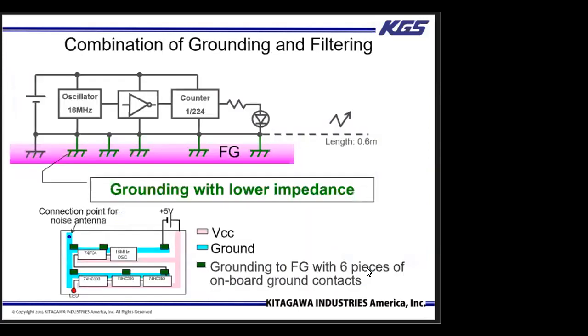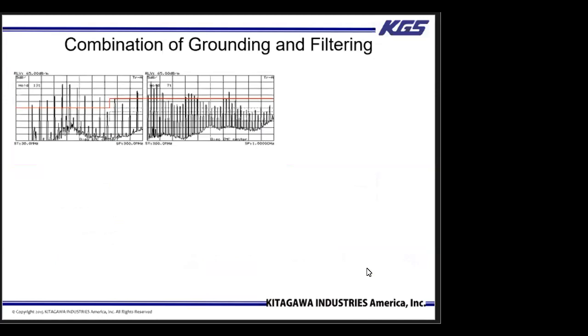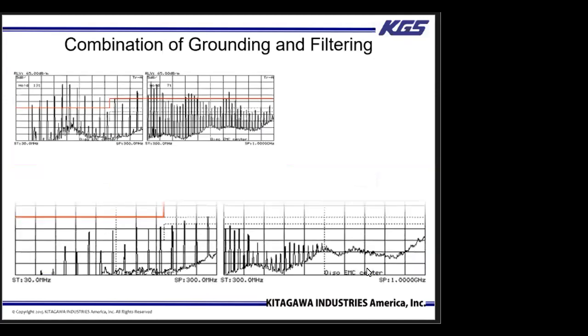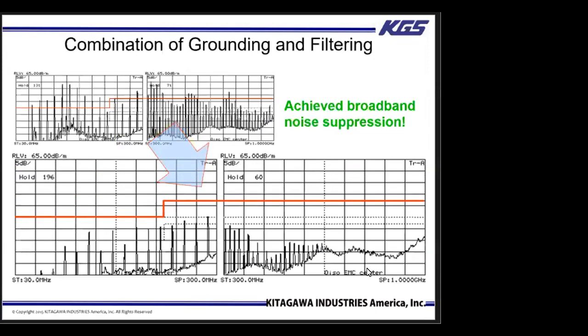Next, we attach a ferrite core with 3 turns to target the low frequency range. With this, we are able to meet the regulation limit throughout the specific frequencies of 30 megahertz to 1 gigahertz. Using a combination of the ferrite core for the low frequency range and grounding for the high frequency range, we were able to achieve broadband suppression.